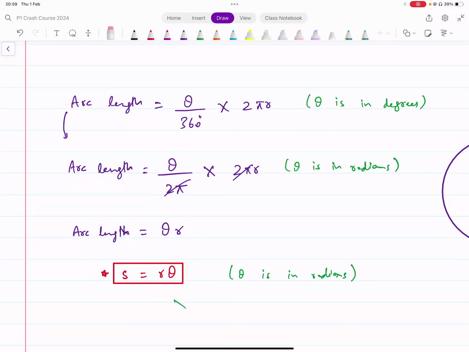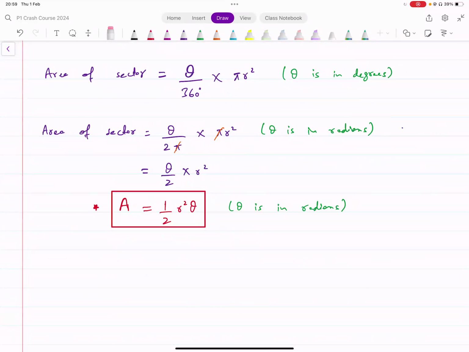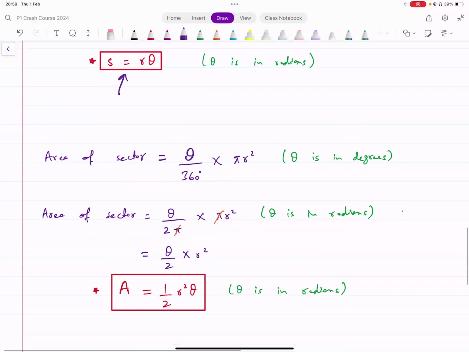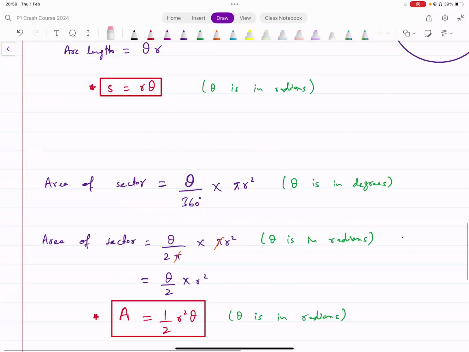Then we talked about area of a sector. We again looked at how that formula comes, but this is what the formula is now. Area of a sector is given by half into r square theta. Both of these formulas are given in the formula sheet: S equals r theta, and area of sector is half r square theta. This is what we did in the last session. This is the main thing that we have in this topic. This is pretty much all that you have in this topic, in terms of new concepts.